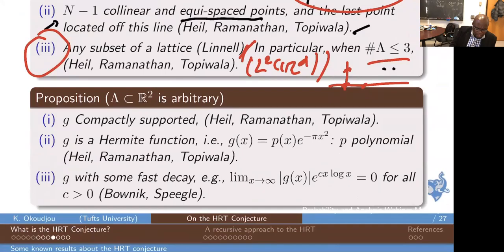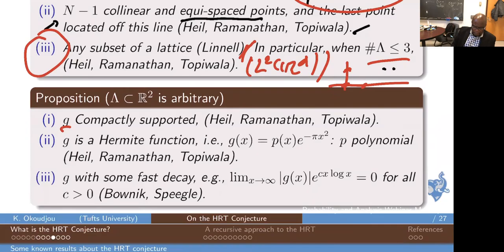And the second set of results is that I want to assume that the set lambda is arbitrary. And so I take any finite subset of R2, and I want to impose conditions on the function so that the HRT conjecture is true. The first one was already, again, in the paper by Heil, Ramanathan, and Topiwala, where they proved that if a function g is compactly supported, then the HRT is true. That's not too difficult to see. You just write down the equation, and then you shift enough, and then you realize that all the coefficients in your linear dependency relation must be equal to zero.